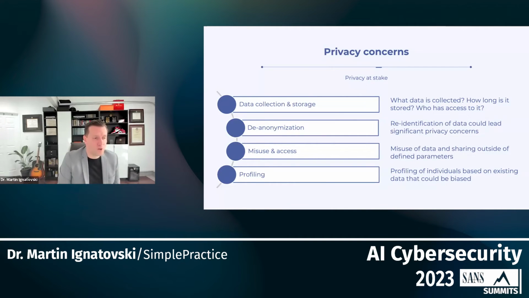Finally, we're looking at misuse and access of data, where data might be shared outside of defined parameters. And we'll talk about a case study in a second that might come out on how these commercial tools could use that type of data. And finally, the most concerning from a privacy perspective, in my opinion, is that you could be profiled by an AI model or an AI system. So how do you really address profiling based on existing data that could already be biased?